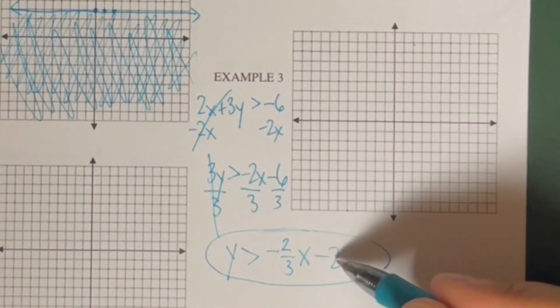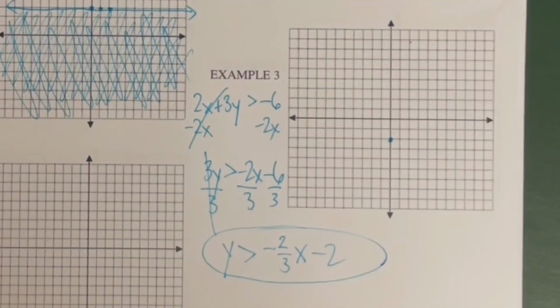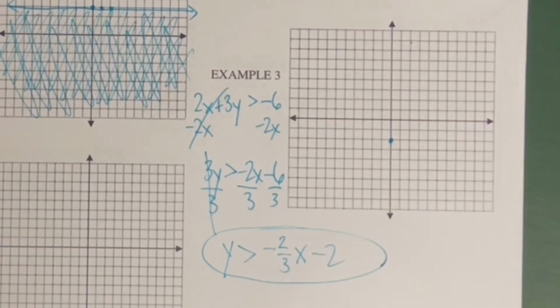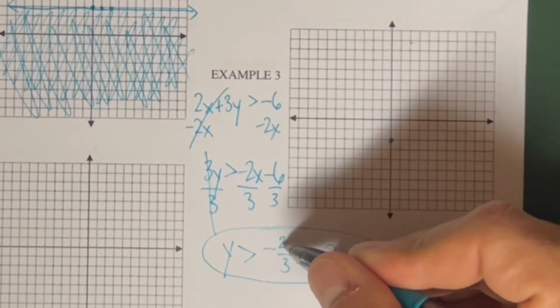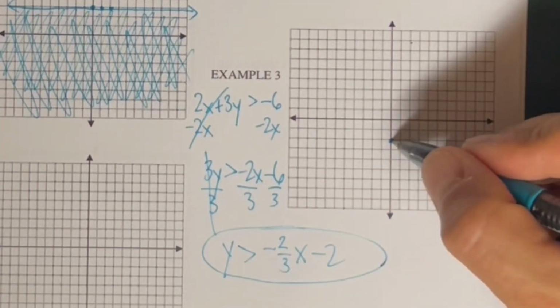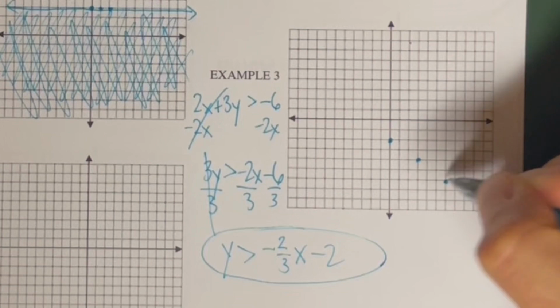The b value is negative 2, so we're going to start off by going down 2 units and put a point. Okay, my slope is the number in front of the x, which is negative 2/3, and so we're going to go down 2 and right 3, because my slope is down 2 and right 3, so there's my slope.